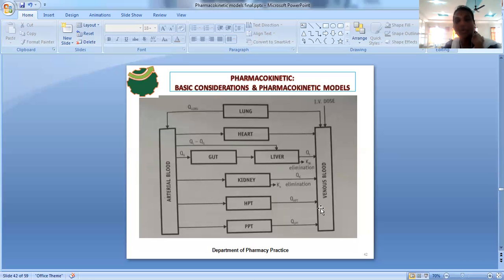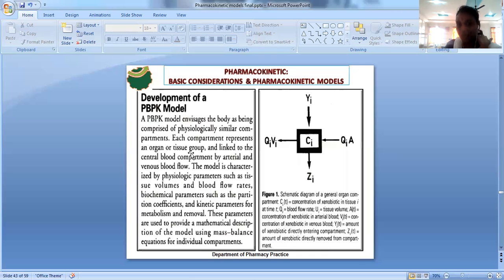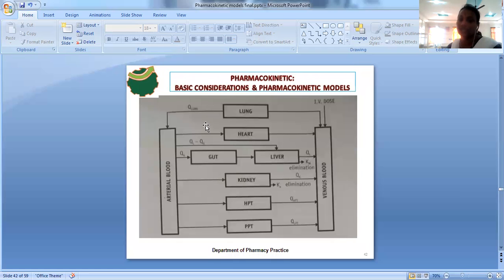Considering all these organs, grouped under the highly perfused tissue and poorly perfused tissue, physiological models have been designed. And this is the development of one of the physiologically based pharmacokinetic models. This is the schematic representation of what this model will be: the body is comprised, similar to compartments, of many organs and tissues.